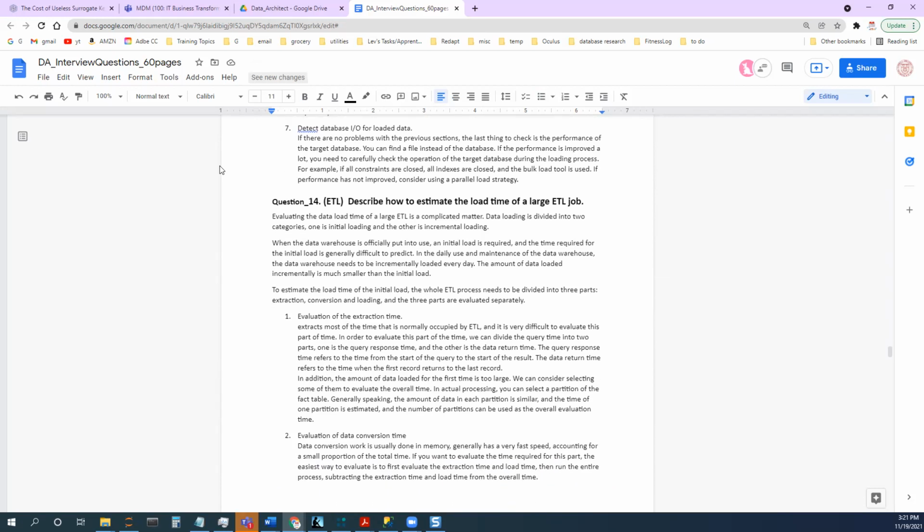Right. Describe how to estimate the load time of a large ETL job. Evaluating the data load time of a large ETL job is a complicated matter. Data loading is divided into two categories.